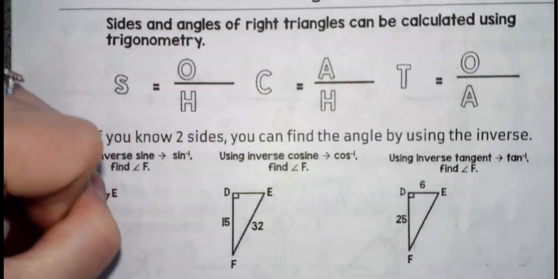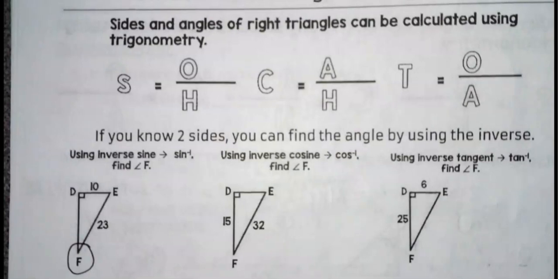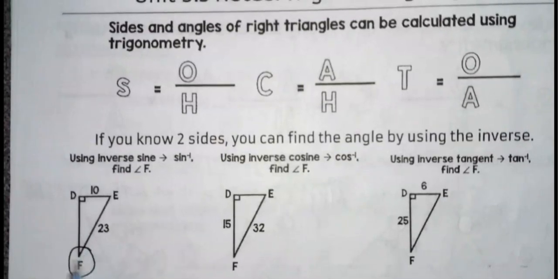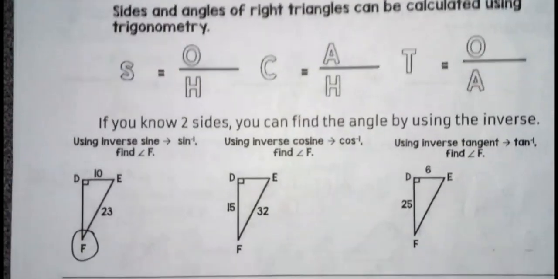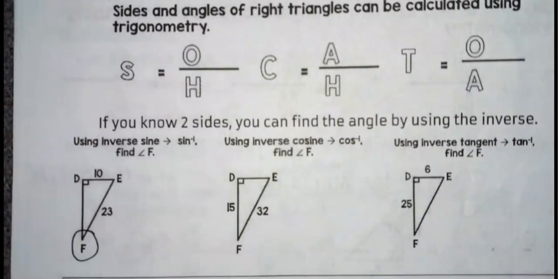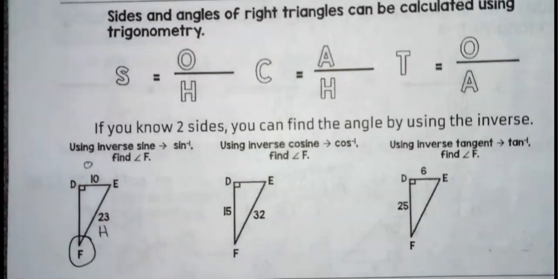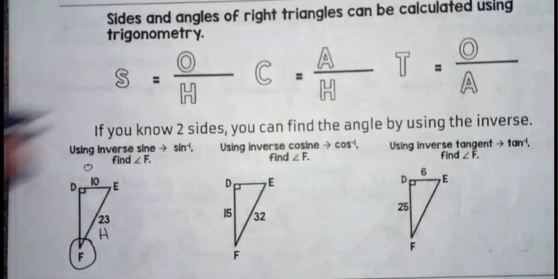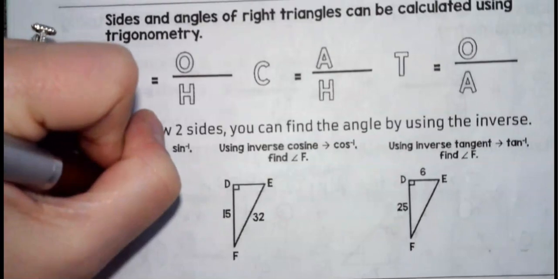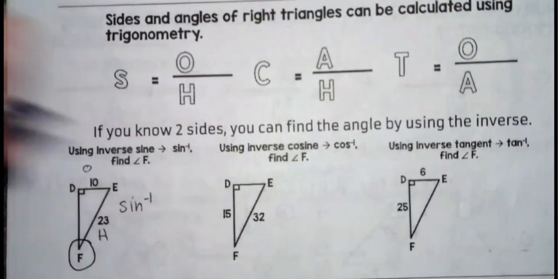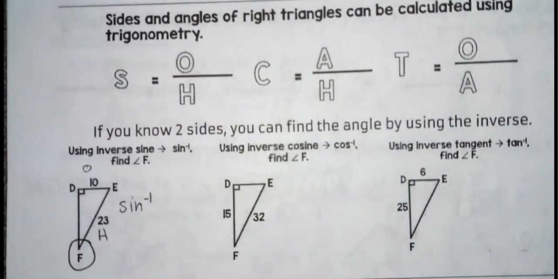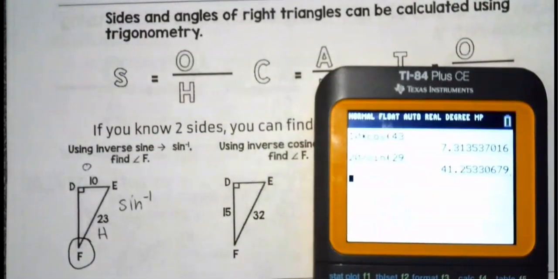So what we're going to do is circle F real quick, and then label the two sides. First, label the hypotenuse. The longest side is the hypotenuse. 10 is the opposite. We're using sine, or inverse sine, on this one. So let me show you how to get to that.